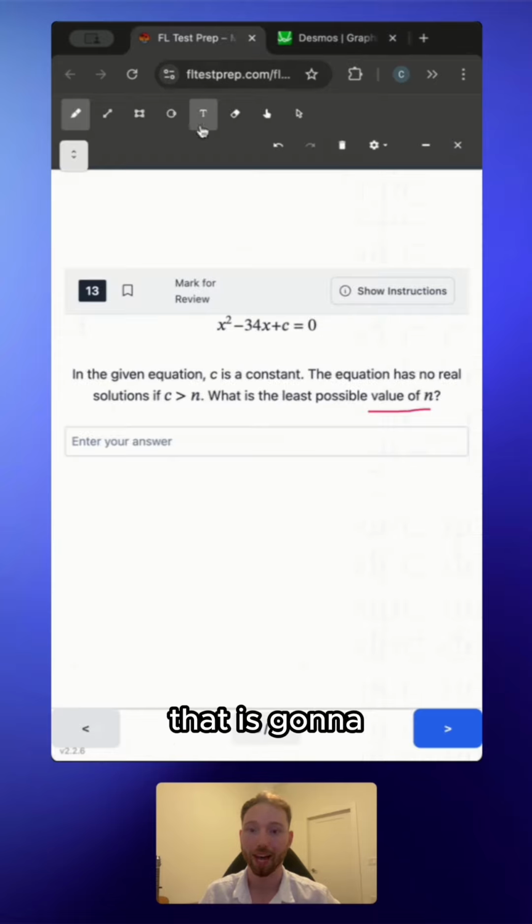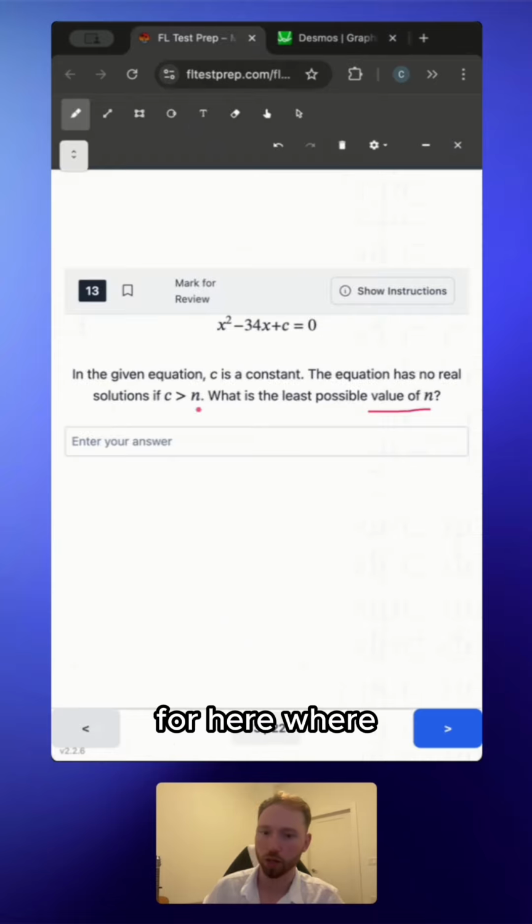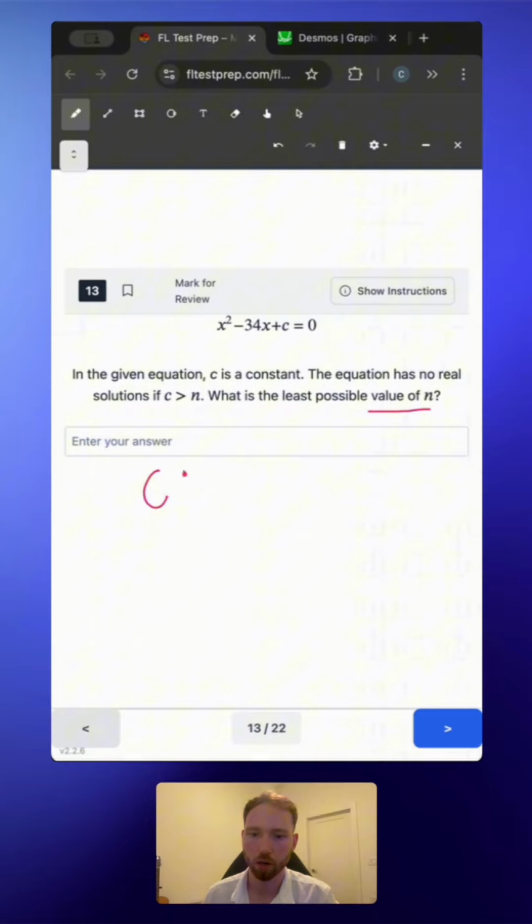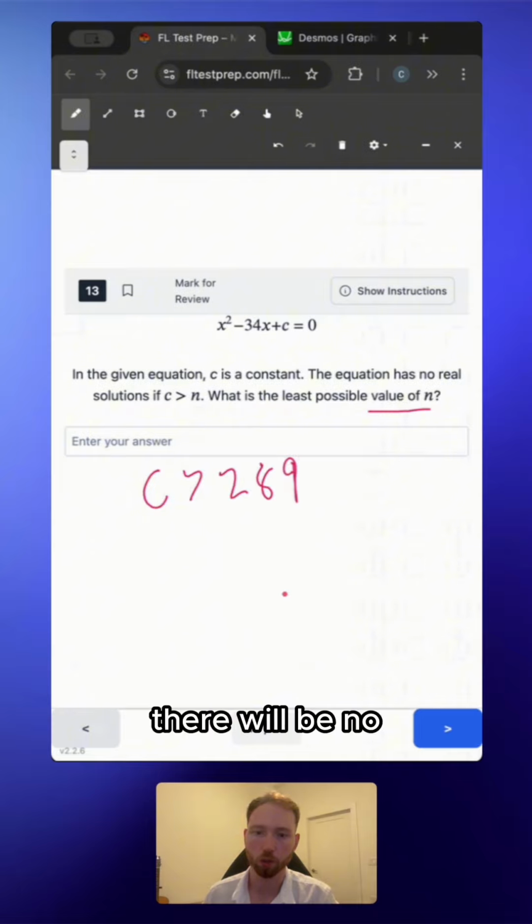So therefore, that is going to be the solution here. As long as C is greater than 289, there will be no solutions. So that means N equals 289.